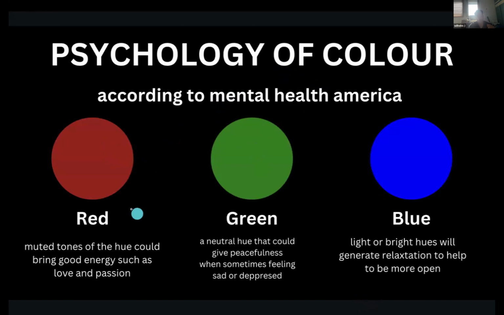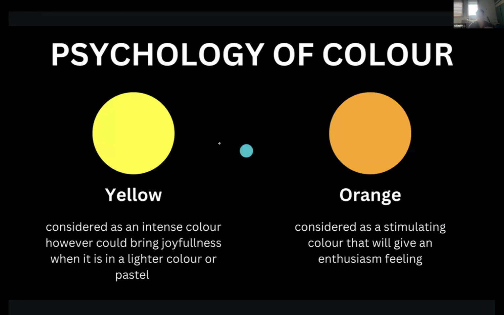For red, muted tones or hues can bring good energy such as love and passion. Green is considered a neutral hue, but can give peacefulness, and sometimes comfort when feeling sad or depressed. Blue, in a lighter shade or bright hues, generates relaxation and helps people be more open. Yellow is considered an intense color.